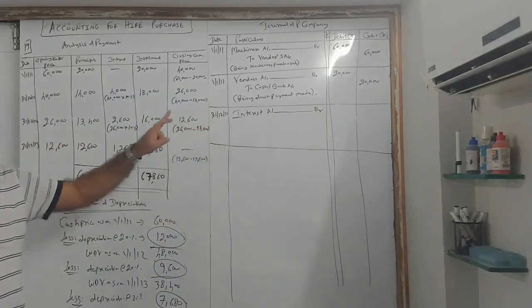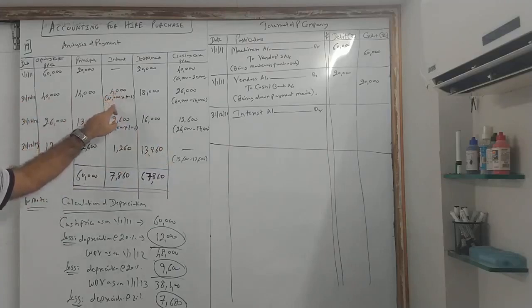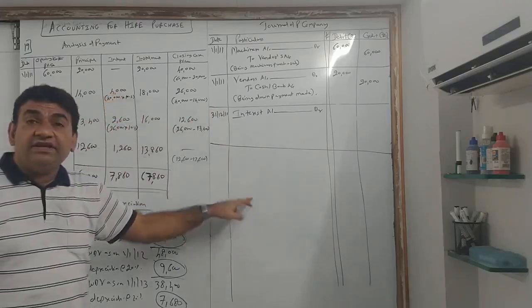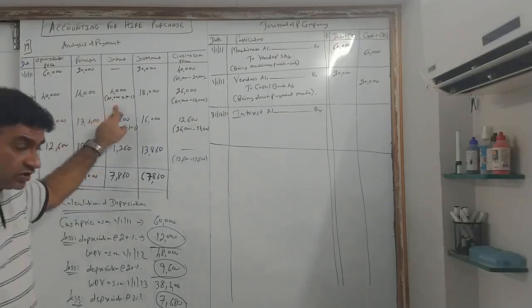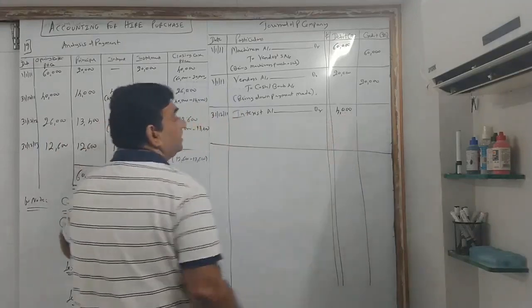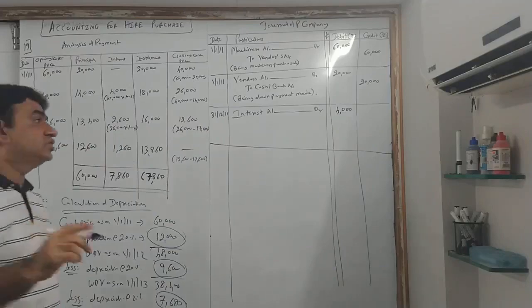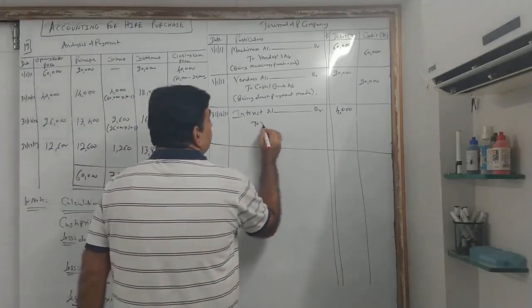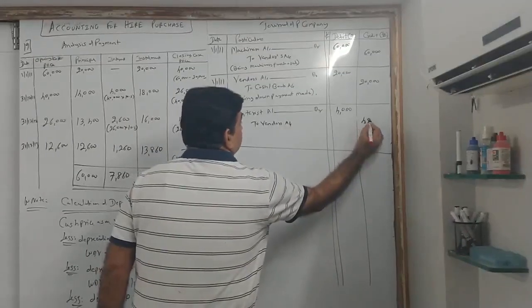31st December 11. First year's interest is how much? 4,000. What I told you, all entries will come from the table amount. So my first year interest is 4,000. So I will debit interest by 4,000. This interest is payable to whom? The vendor. So I will credit vendor's account by 4,000.